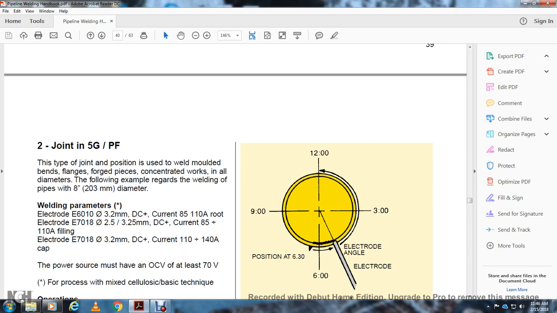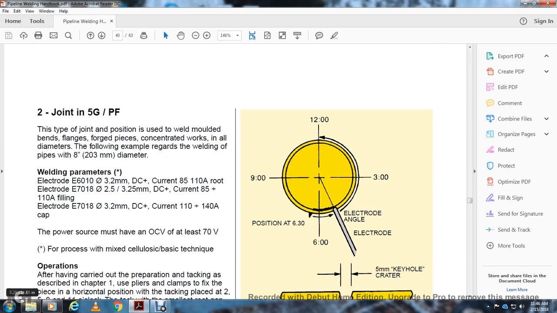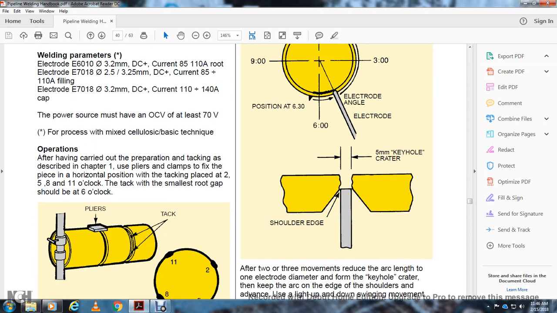Welding parameters: electrode E6010, 3.2 millimeters, direct current positive, current 85 to 110 amps. With the E7018, 2.5 to 3.25 millimeters, direct current positive, current 85 to 110 amps. Filling electrode E7018, 3.2 millimeters, direct current positive, 110 to 140 amps. The power source must have an open circuit voltage value of at least 70 volts. The asterisk stands for the mixed cellulosic-basic technique process.